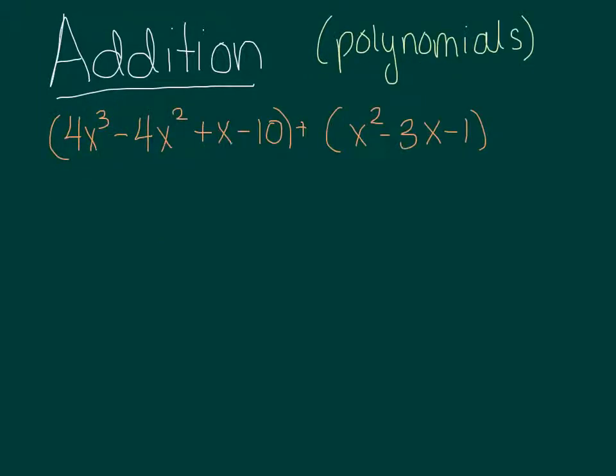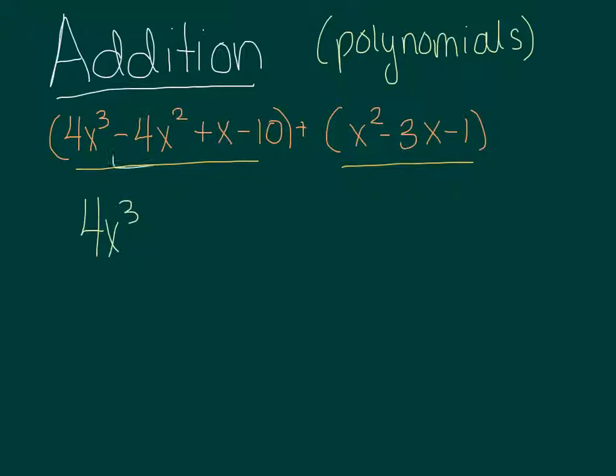Let's look at an example of adding two polynomials. Here I have polynomial 1 in parentheses, polynomial 2 in parentheses. Now, addition is really nice, and it's actually just combining like terms. We don't have to do anything special. We'll start by adding 4x to the third plus, well, we don't have anything with x to the third over here. So that 4x to the third is actually just going to stay the same.